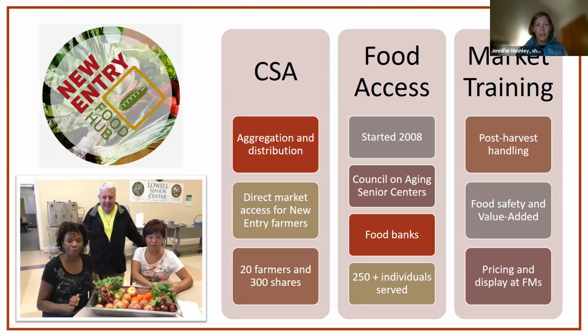And then just a little bit about our CSA and Food Hub program. Again, we run a community supported agriculture program.